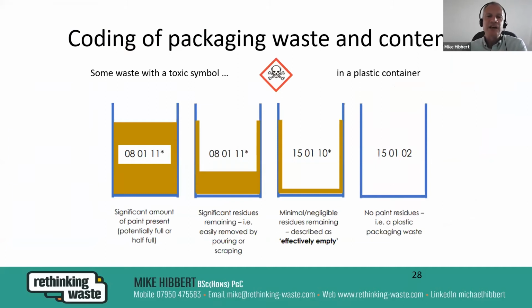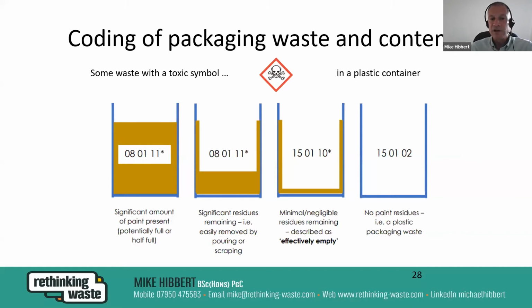Another area to consider is when is packaging empty and what are we actually classifying? Under the hazardous waste regime, there is no de minimis. In the dim and distant past, we said, oh, well, if there's 1% of material in a container, we'll assume there's so little of it, it's not a problem. But the current regime doesn't allow you to ignore what's in the bottom of a container. So if we've got something that's a container here with the toxic symbol on it and it's in a plastic container, let's think about how we might code that.